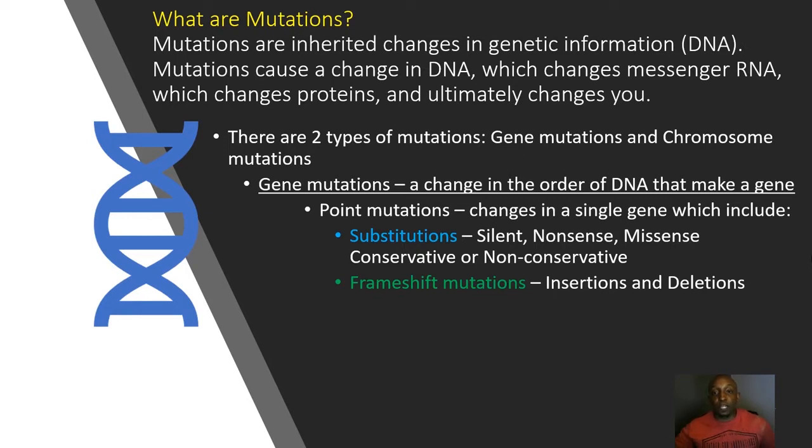And there are two types of mutations. We have gene mutations and chromosome mutations. But in this video, we're going to cover gene mutations. A gene mutation is a change in the order of DNA that make a gene. Specifically, we'll be looking at point mutations, which are changes in a single gene, which include substitutions. And substitutions can be silent, nonsense, missense, conservative, or non-conservative. And then we have frame shift mutations, which can be insertions and deletions. So we'll be looking at those 3 point mutations, which are substitutions, insertions, and deletions.